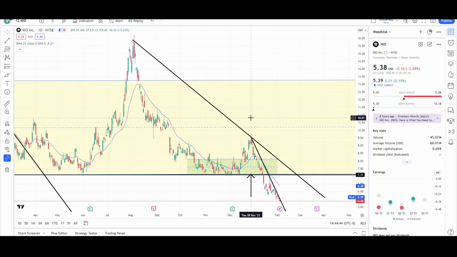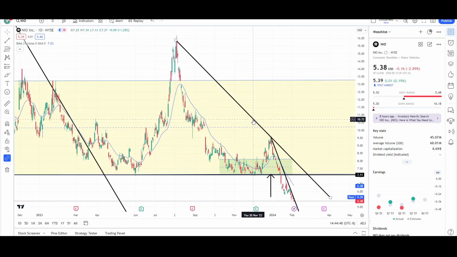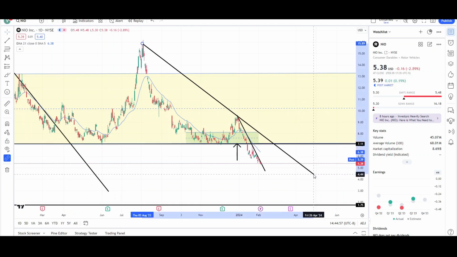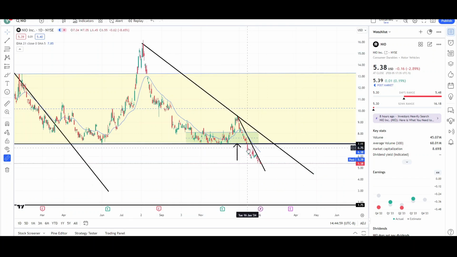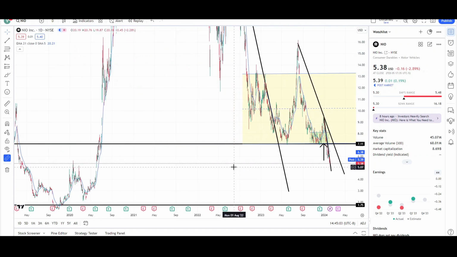Is it guaranteed to go to those lower price levels? No, it's not. But I don't see anything telling me otherwise as of right now. So again, it's looking bearish. Price is below that $7 level, which it needed to stay above. It's below these long-term trend lines, below the short-term trend lines, below the EMA. It's just headed lower. There's no buyers at these price levels.